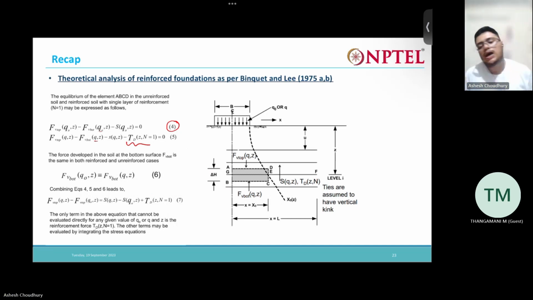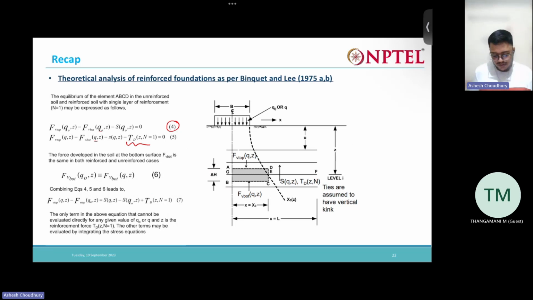Now it is assumed, and it's obvious to assume, that this vertical force is not influenced by the reinforcement. This vertical force that acts at the bottom of the soil wedge ADCB is the same in both the unreinforced and reinforced cases.